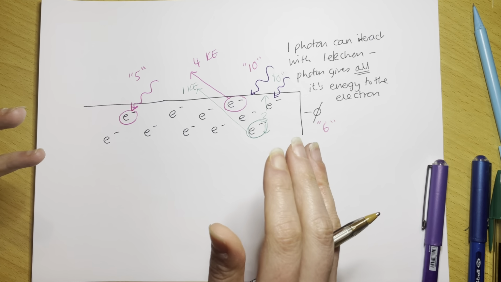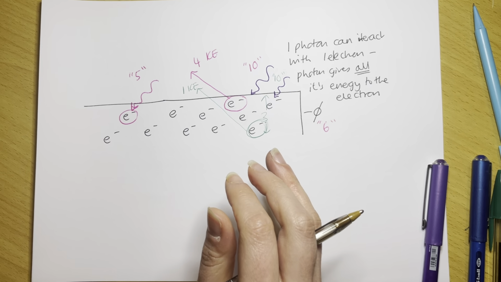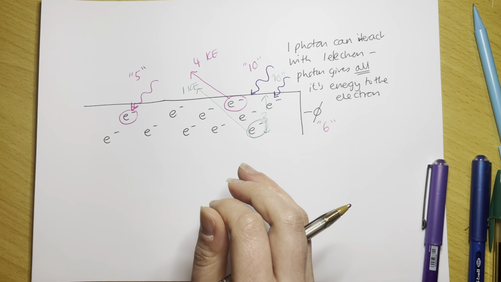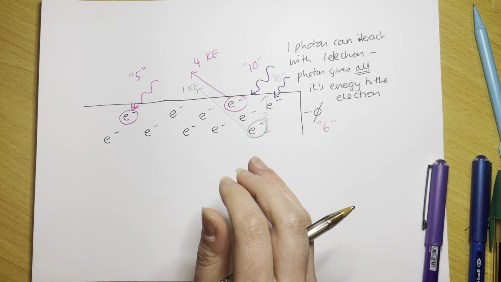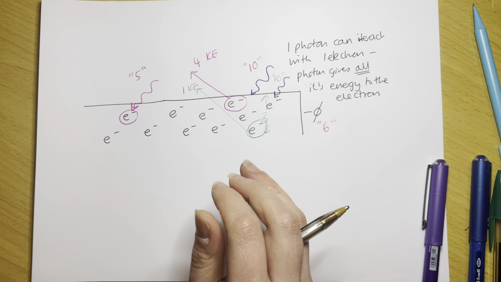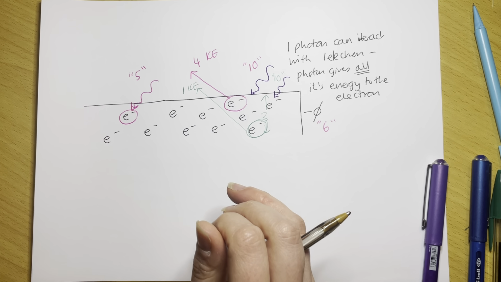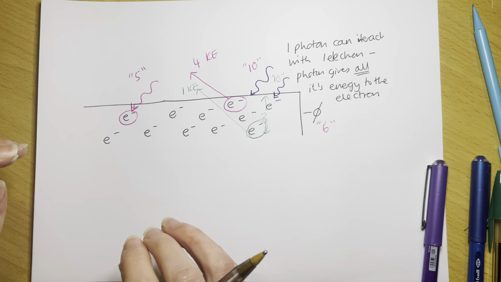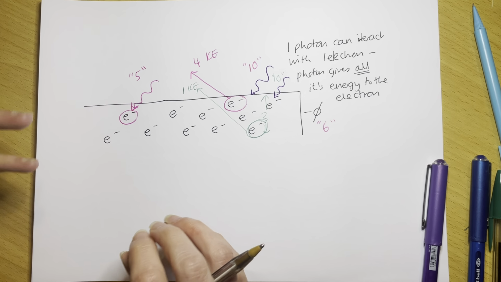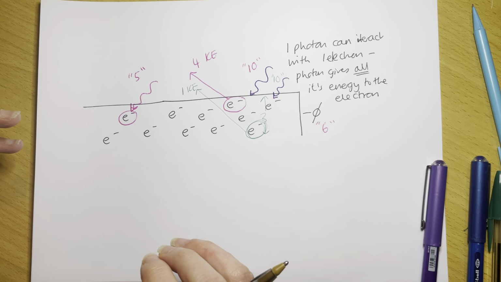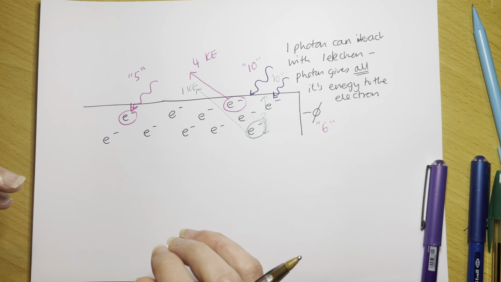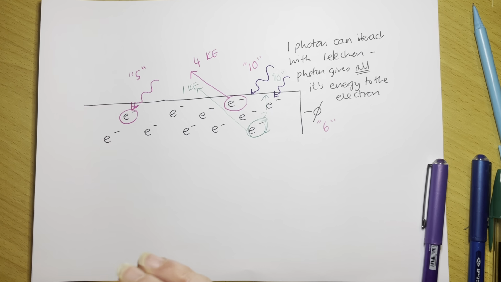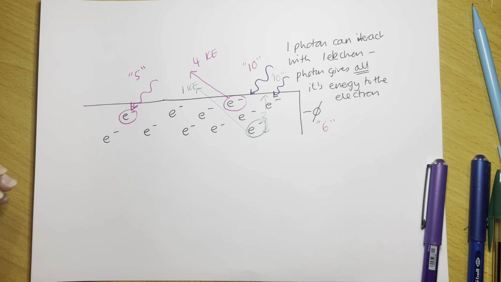What doesn't happen is it doesn't go, oh, well, I've got 5 now, so I'll just wait for another one, and when I get another one, I'll have 10 so I can leave. It doesn't work that way. Once it's taken that energy, if it's not enough, the energy gets discarded. So this is why low frequency light or low energy photons can't work for the photoelectric effect. They can't eject the electrons because the energy is used in a one-to-one interaction.